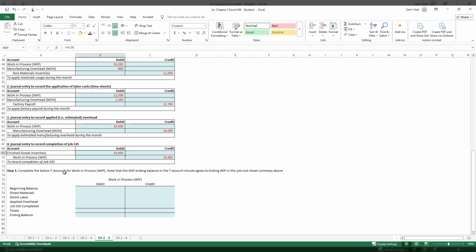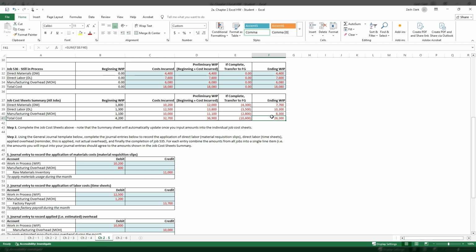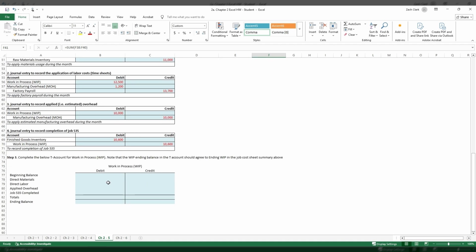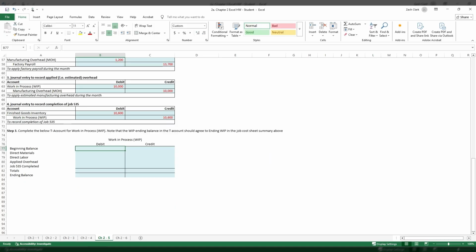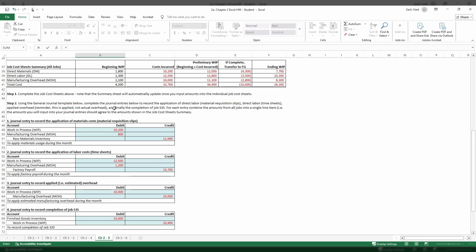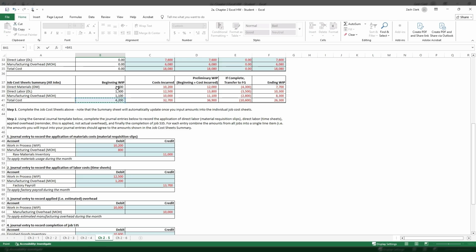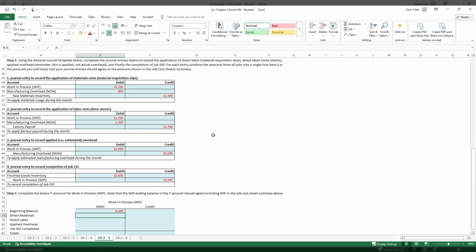And then step 3 says complete the below T account for WIP. Note that the WIP ending balance should agree. So this is going to show us, just like I said, how this number here is going to agree to what we've seen in the WIP T account, right? So our beginning balance in work in process was, as it mentioned above, 4,200. That was our beginning work in process amount.